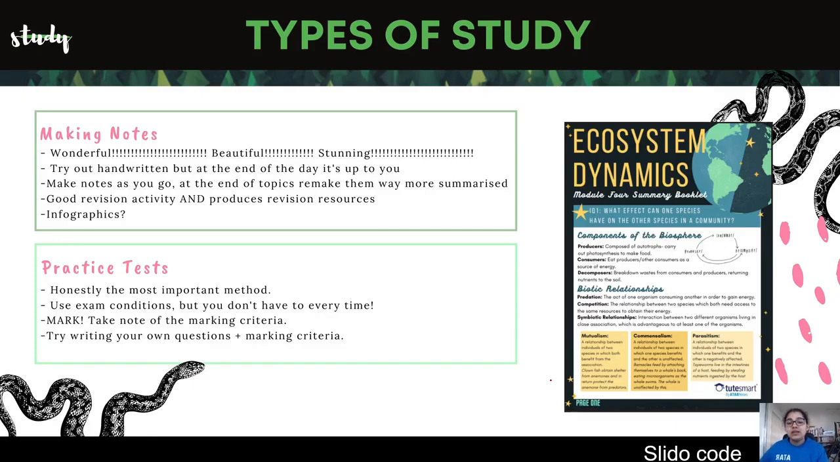So types of study, you can make notes. It's amazing, and it's a good revision activity. But practice tests are the most important method because you want to use exam conditions. You don't necessarily have to do that every time. You could just do practice questions, but closer to the HSC trials, you do want to take the time to do practice questions and mark them. Look at the marking criteria.